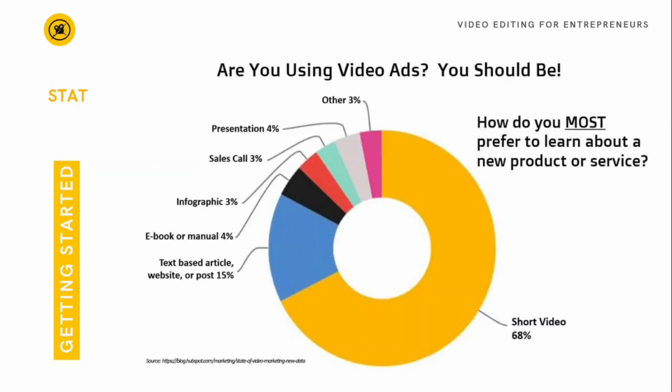So as you can see here, this is a statistic showing how much video is being used in marketing. So the question goes, how are you using video ads? You should be. Now, how do most people prefer to learn about new products or services? From the chart here, which was gotten from HubSpot, a very reliable source, we can see how short videos take a whopping 68% compared to other forms of marketing, such as infographics, ebooks or manuals, text-based articles, websites or posts, presentations, and others, right?